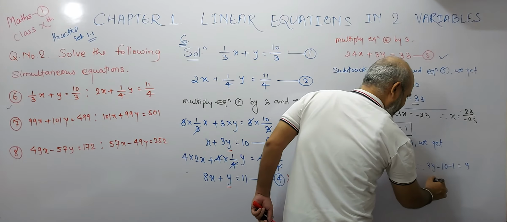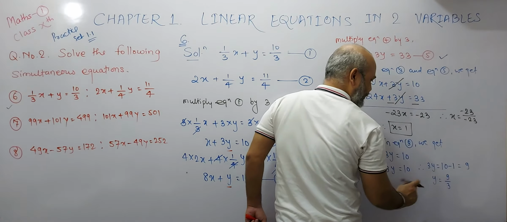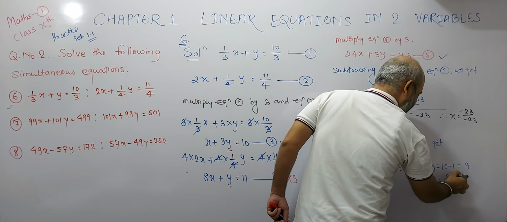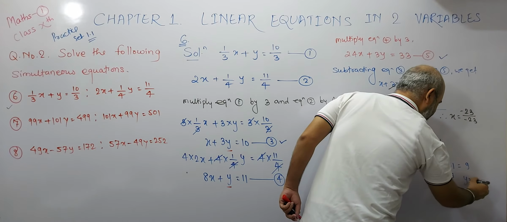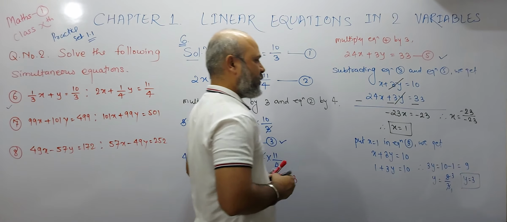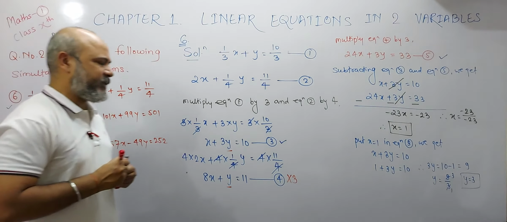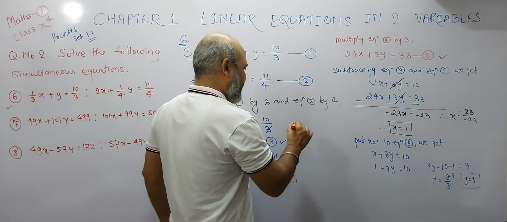So what will be the value of y then? Y is equal to 9 upon 3. 3 1s are 3, 3 3s are 9. So y is equal to 3. So what is the value of x? X is 1 and y is 3. Okay, student. So you will write the answer.